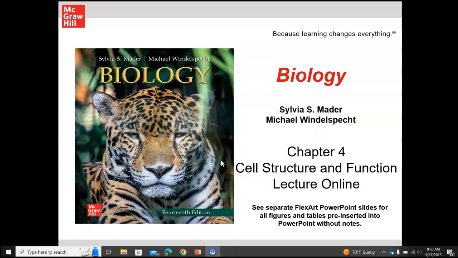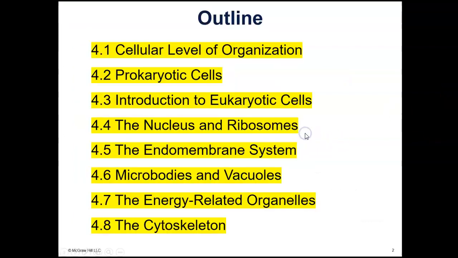These are the lecture notes for Chapter 4 on cell structure and function. There are 8 sections. We're going to focus more on sections 4.3 to 4.8, which are the sections that deal with eukaryotic cells. Primarily, we're going to compare plant versus animal cells.